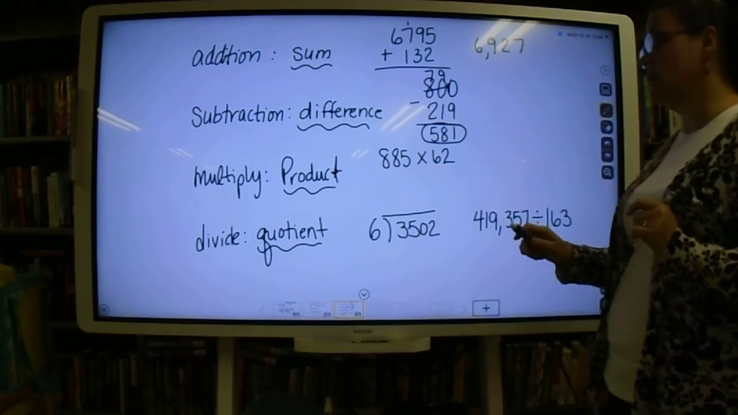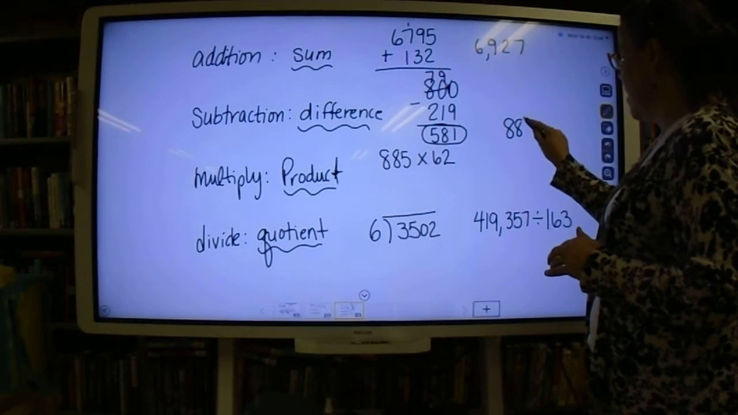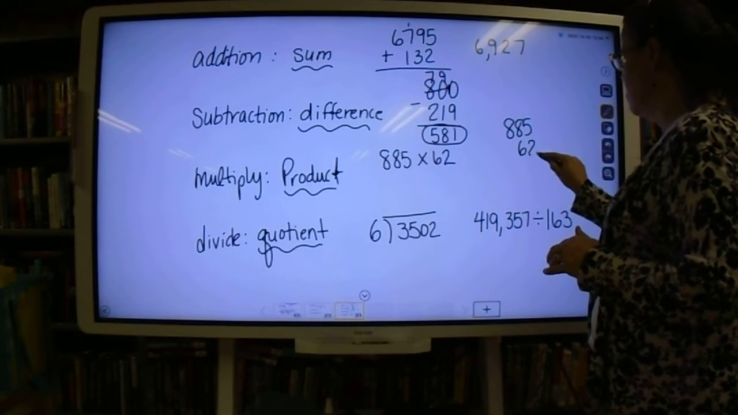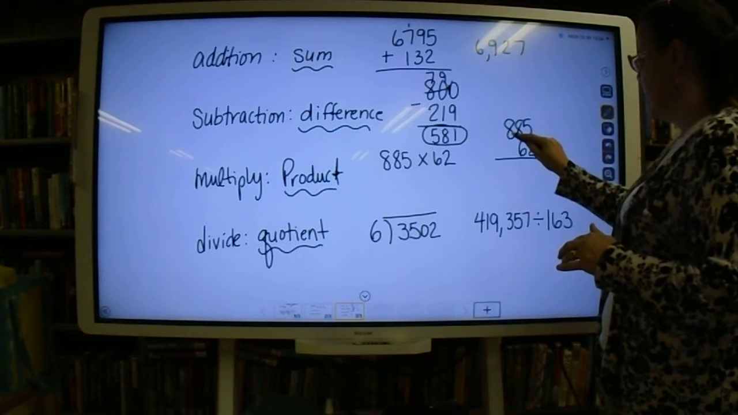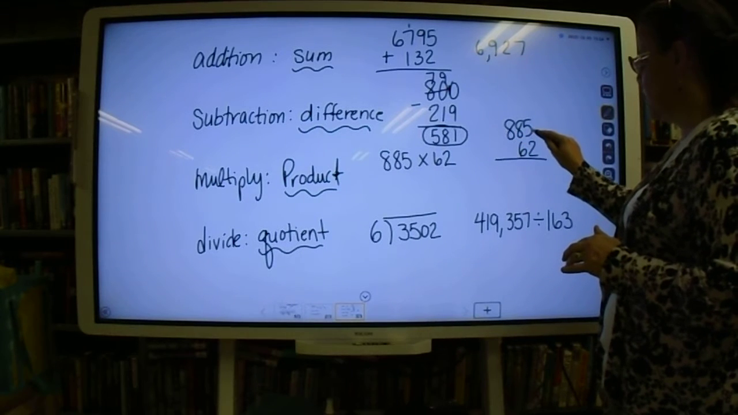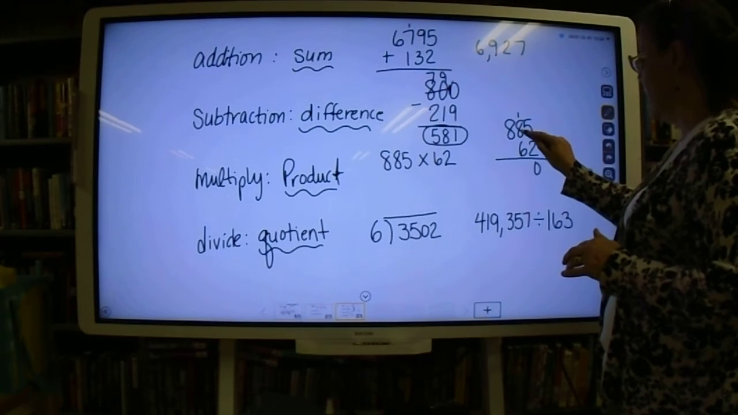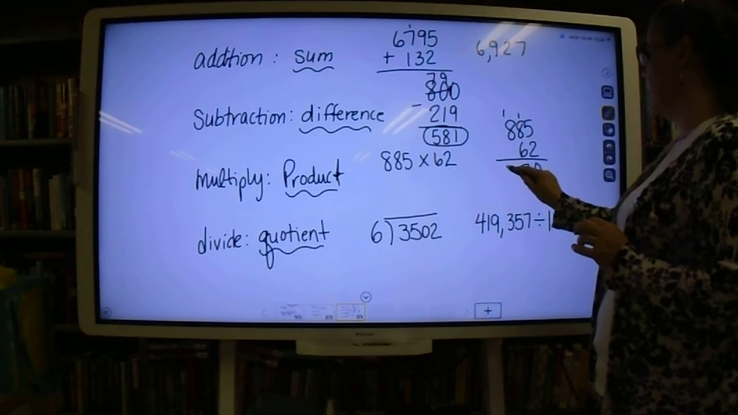As far as doing the multiplication, you would do 885 times 62. And you would do each one, 885 times 2, and then 885 times 6. So you would do 5 times 2 is 10, carry the 1. 8 times 2 is 16, plus 1 is 17, carry the 1, 17.